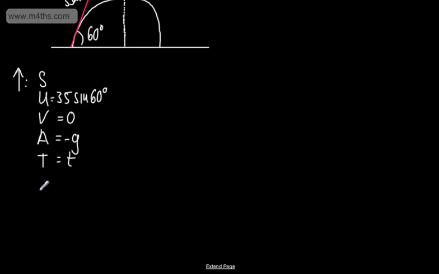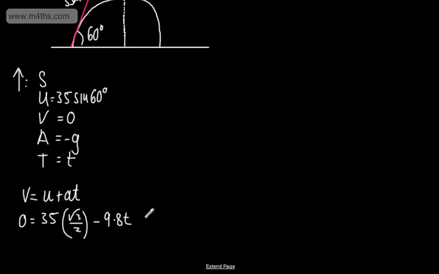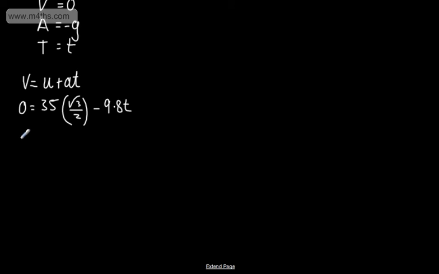So if we've got t, let's put this in. All we need to do is use v is equal to u plus at. So we've got 0 will be equal to 35 sine of 60 degrees. If you know the sine of 60 degrees, it's root 3 over 2. If not, you can simply put it in a calculator. And then we're going to have minus gt. So we know that g is 9.8, so this is minus 9.8t. Solving for t, we can say that t is going to be 35 root 3 over 2 divided by 9.8.